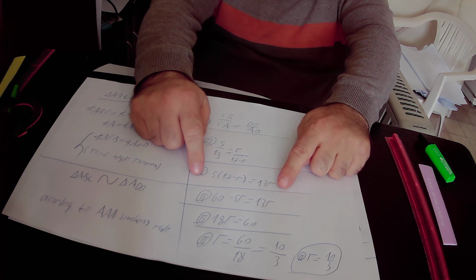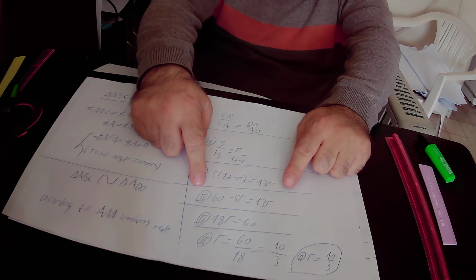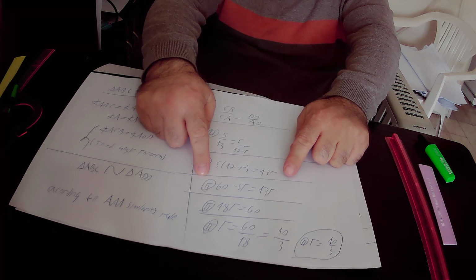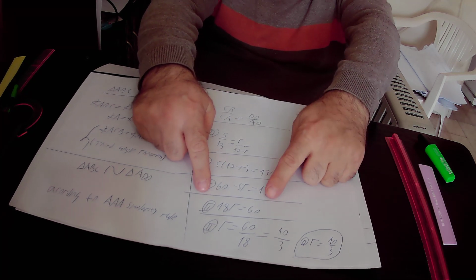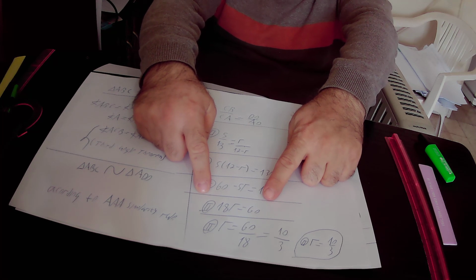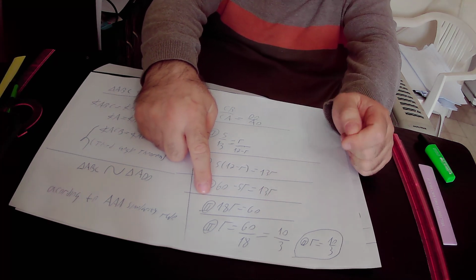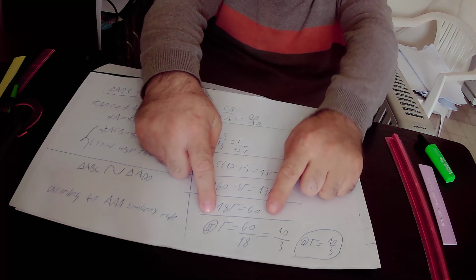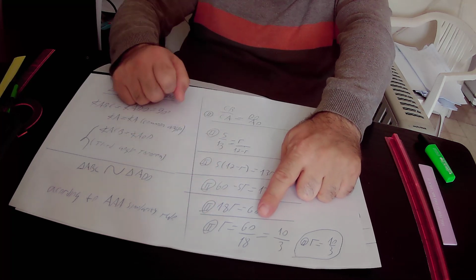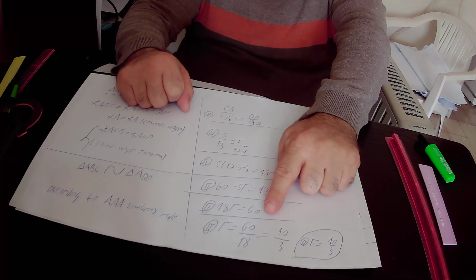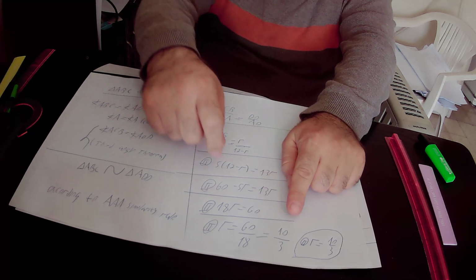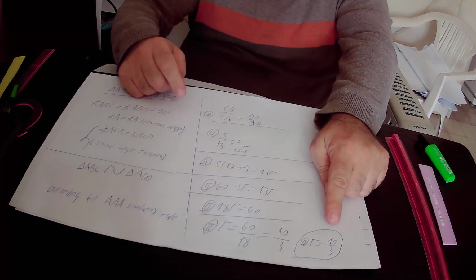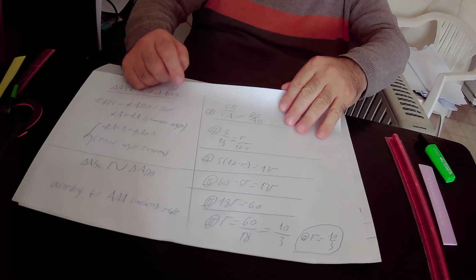We added 5R to this equation number 2, and we got that 13R plus 5R is 18R. So in conclusion, we found out that 18R equals 60. We divided this equation number 2 by 18, and we got that the radius of the semicircle R equals 60 over 18. We divided both the numerator and the denominator of this number by 6. 60 over 6 is 10, as 18 over 6 is 3. So in conclusion, we found out that the radius of the semicircle equals 10 over 3 units.